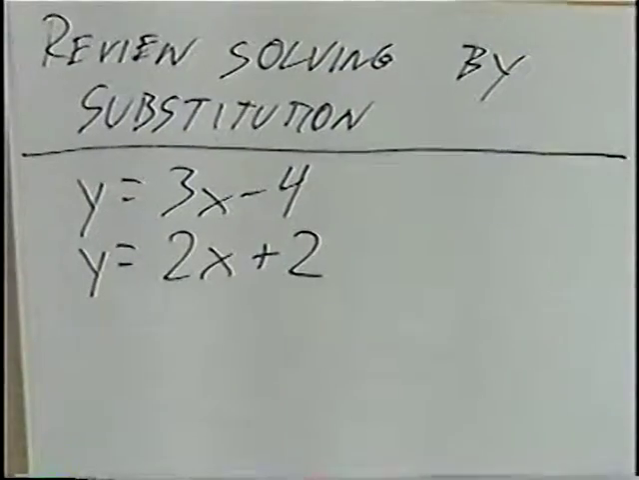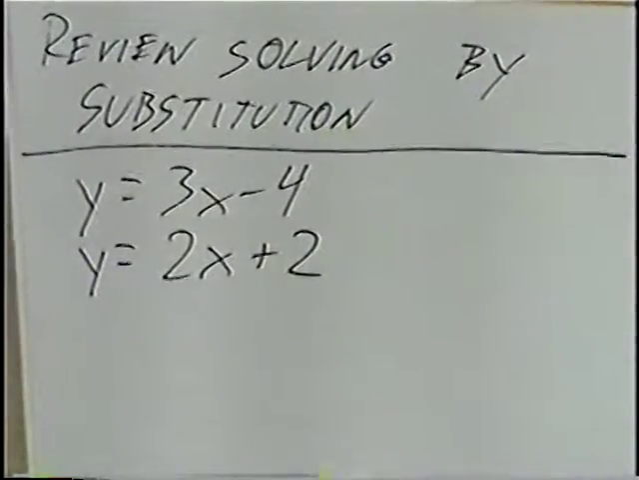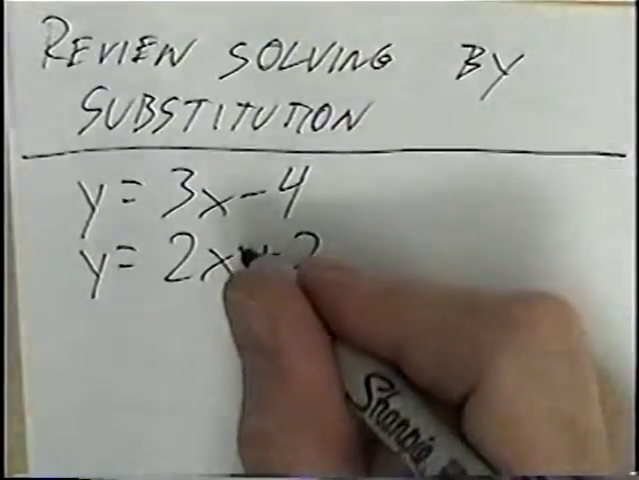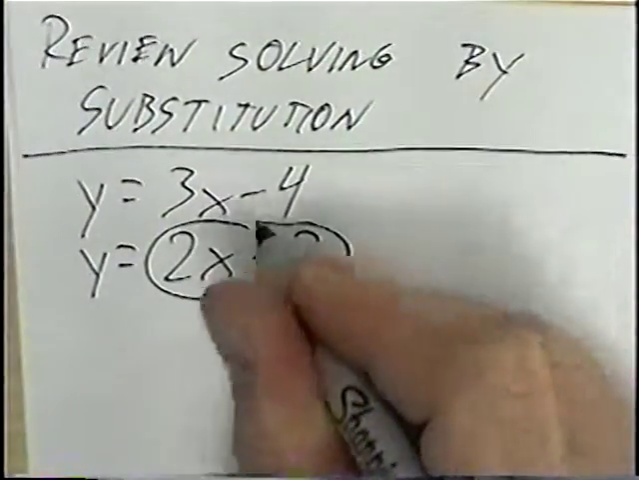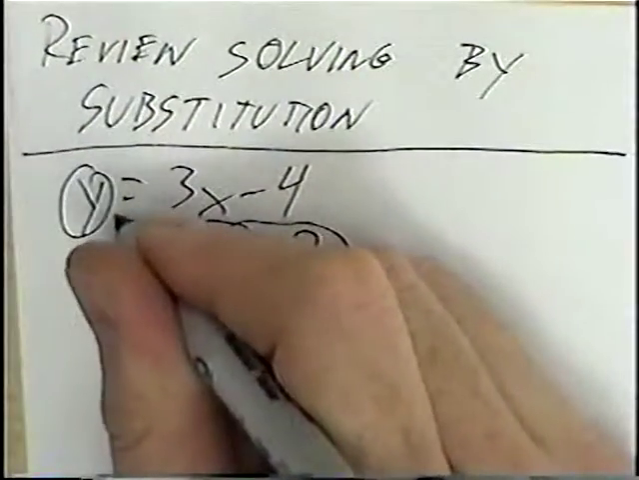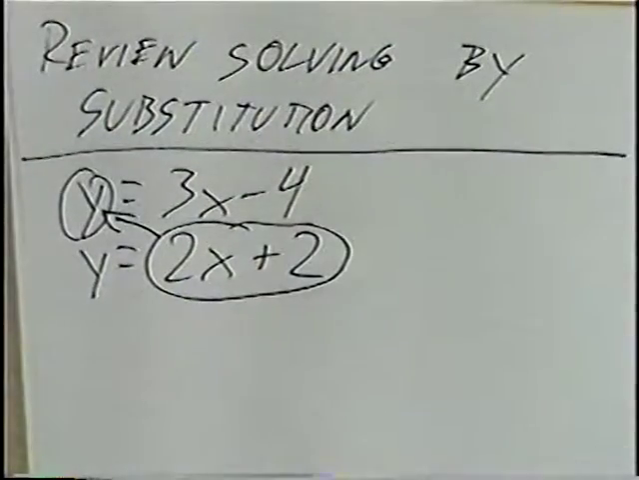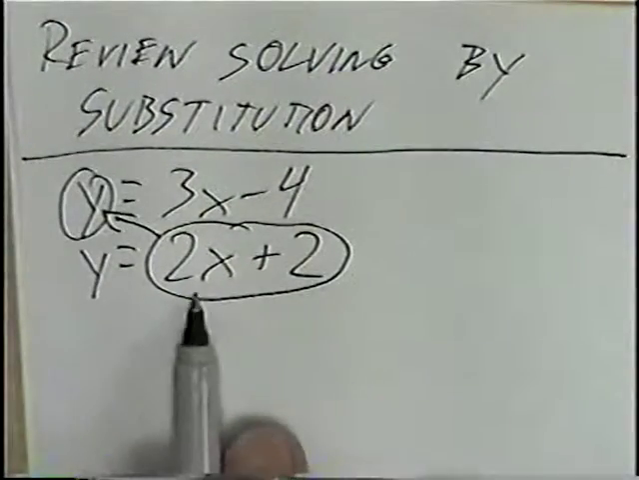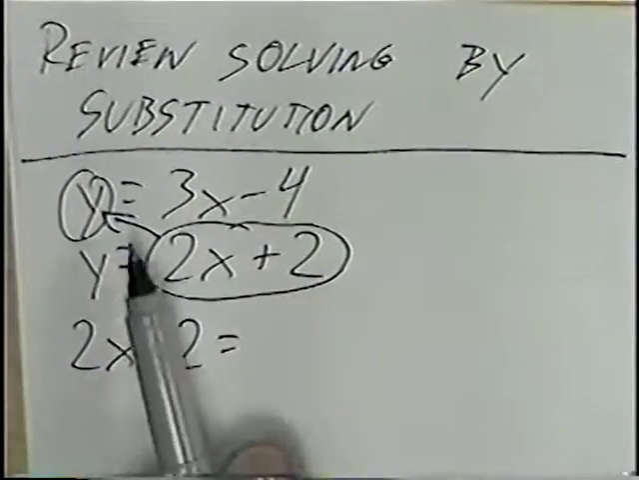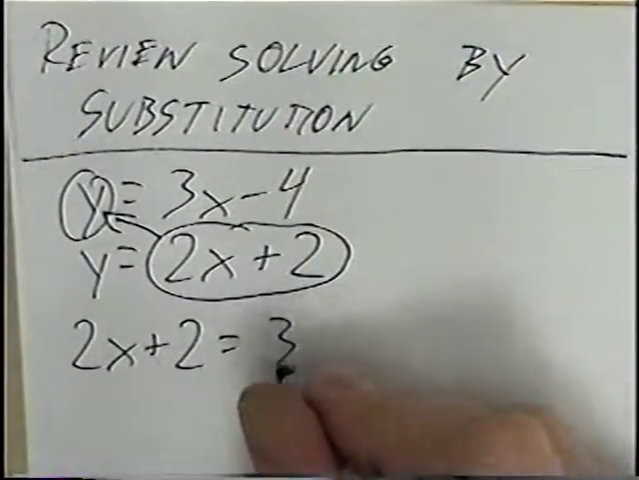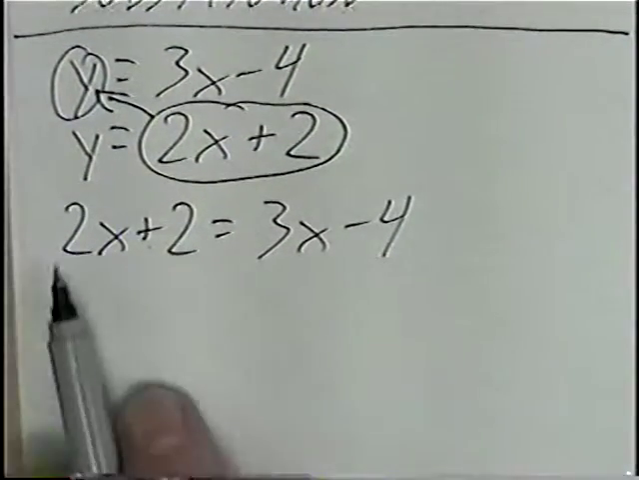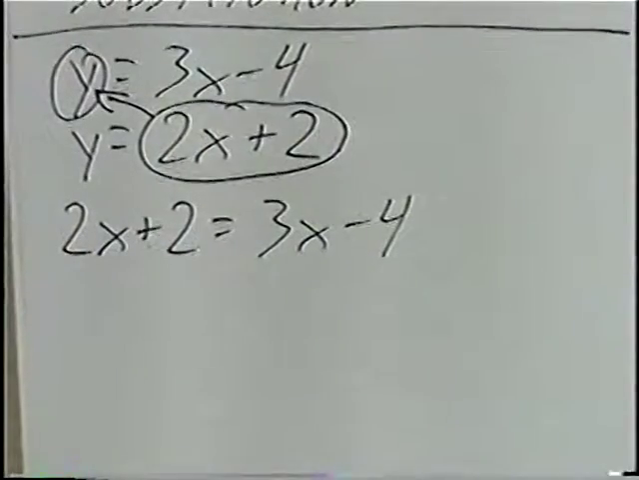Again, to solve by substitution, we'll replace one of the variables and solve for the other variable. The second equation, we have y equals 2x plus 2. Since that is equal to y, we can replace or substitute that in for the other y. So rewriting the first equation, in place of y we'll substitute 2x plus 2, and it equals the other side, which is 3x minus 4. Now we have one equation with one variable that we can solve.